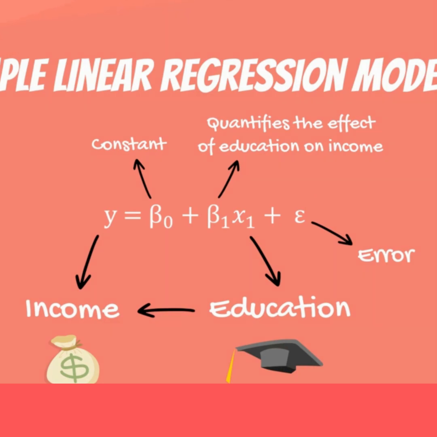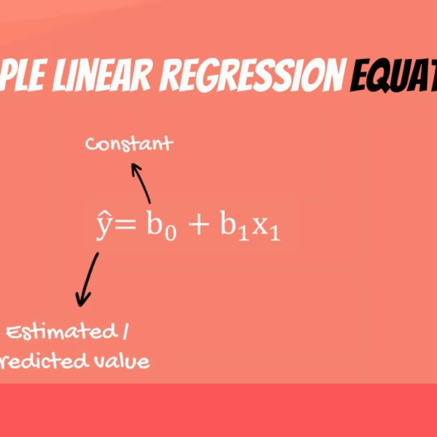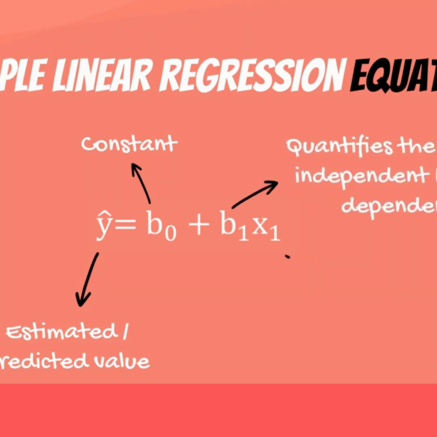Alright, the original formula was written with Greek letters. What does this tell us? Well, it was the population formula. But we know that statistics is all about sample data. In practice, we use the linear regression equation. It is simply y hat equals b0 plus b1 times x. You heard right? The y here is referred to as y hat. Whenever we have a hat symbol, it is an estimated or a predicted value. b0 is the estimate of the regression constant beta 0, while b1 is the estimate of beta 1, and x is the sample data for the independent variable.